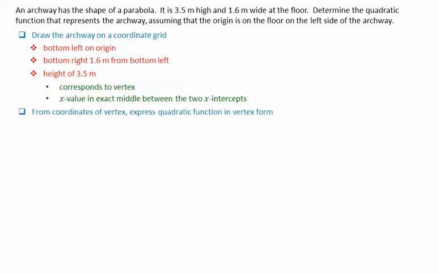From the coordinates of the vertex, we'll express the quadratic function in vertex form. In order to evaluate a, the vertical expansion factor, we can substitute a point. We'll substitute one of the points corresponding to either the bottom left or the bottom right of the archway.